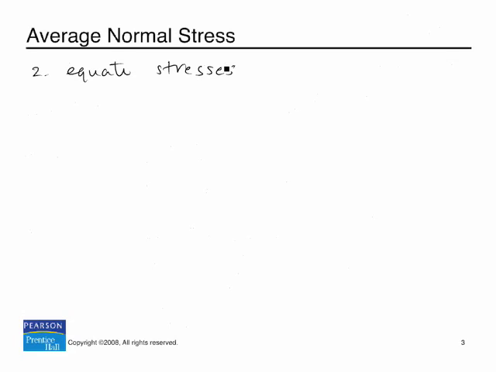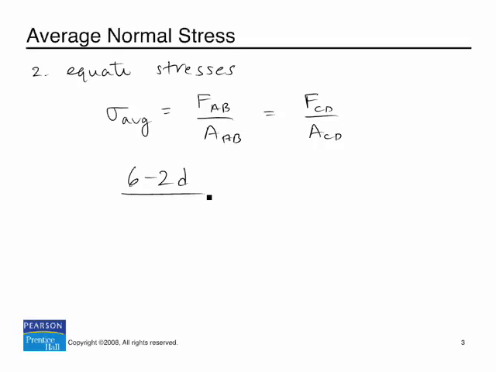So if you remember, we can write something like sigma average equals FAB over the area AB, and we want that to be equal to FCD over the area of CD. So let me go ahead and put in the numbers that we have here. FAB was 6 minus 2D, and this was going to be over 12 millimeters squared. And let me go ahead and write that as 12 times 10 to the minus 6 meters squared. And that's going to be equal to FCD, which was 2D, over 8 times 10 to the minus 6 meters squared.